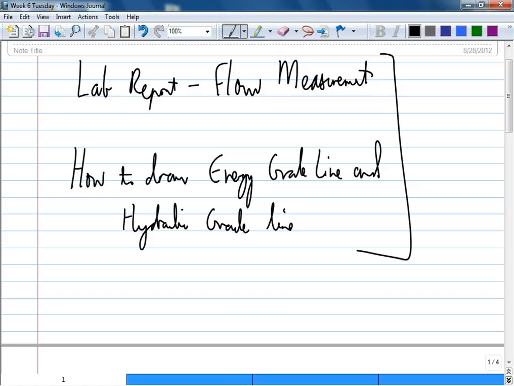And then after that, we'll talk about energy grade line and hydraulic grade line, which is the most advanced topic of Bernoulli. So if you hopefully understand what's going on up to now for the Bernoulli equation, then you can figure it out, and this one will make some sense to you.